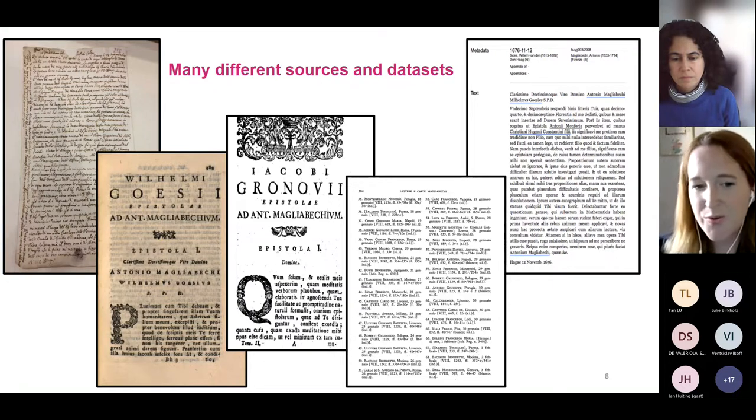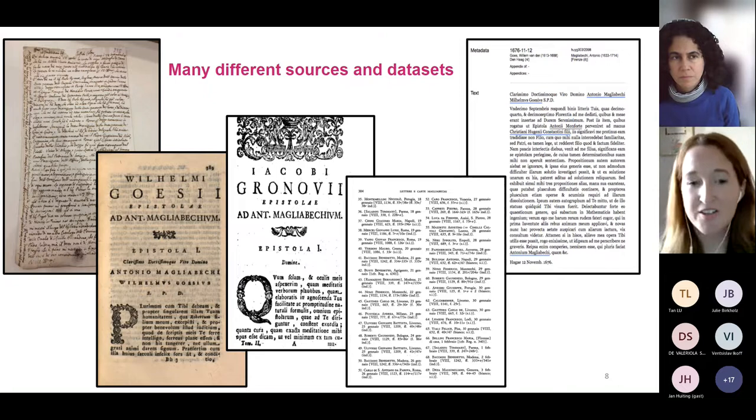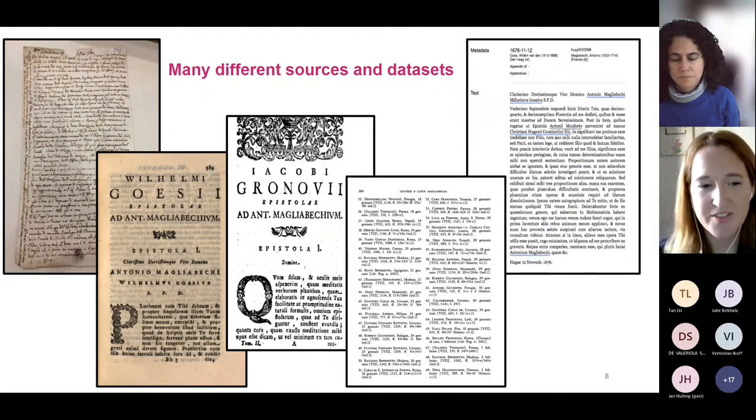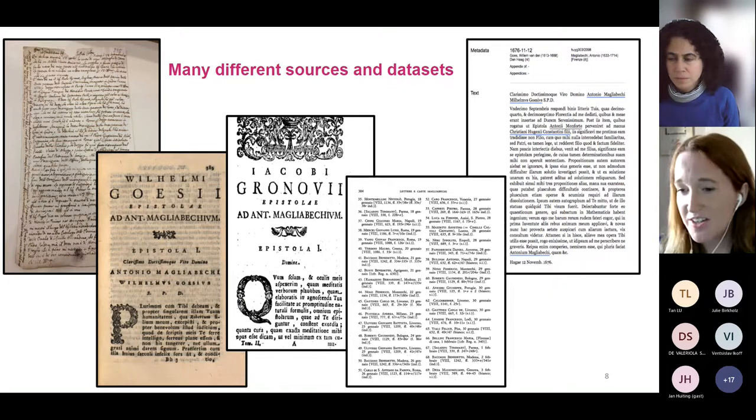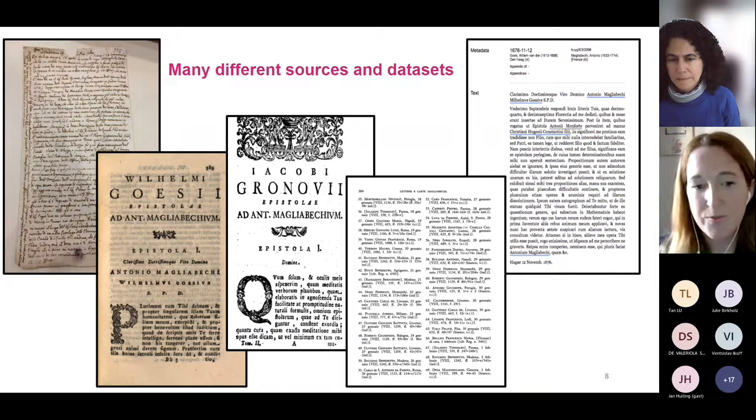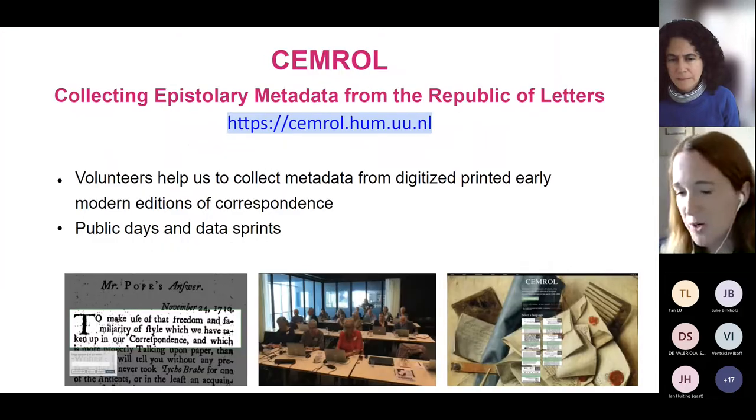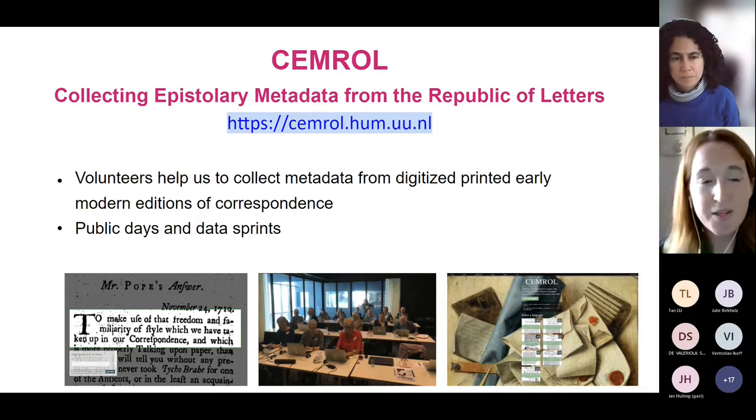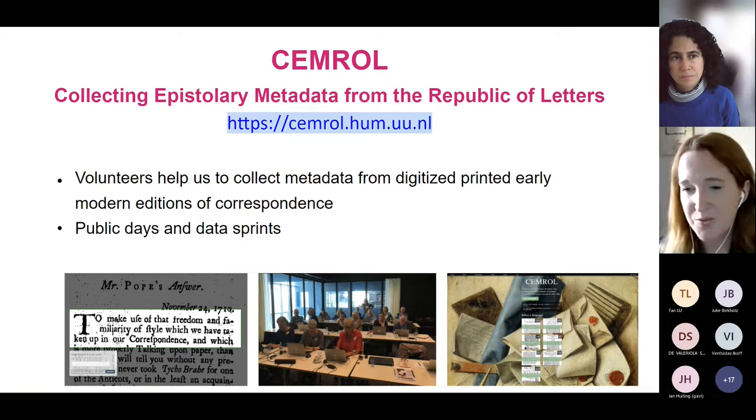Starting with the printed editions of early modern correspondence, there are hundreds of thousands of editions available online in the open domain. And this poses a unique challenge as well, because there is a growing amount of material online, so we really need help in dealing with all this material. So this was part of our crowdsourcing platform SEMrol. SEMrol stands for Collecting Epistolary Metadata from the Republic of Letters. In this project, volunteers help us to collect metadata from the digitized printed early modern editions of correspondence.